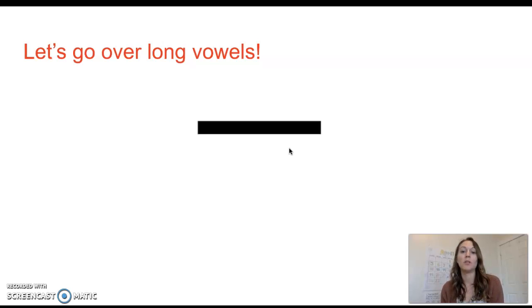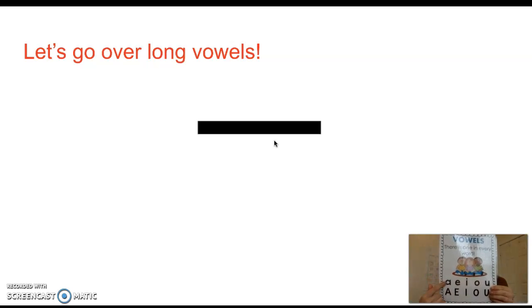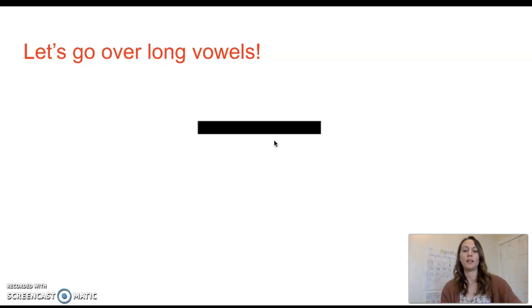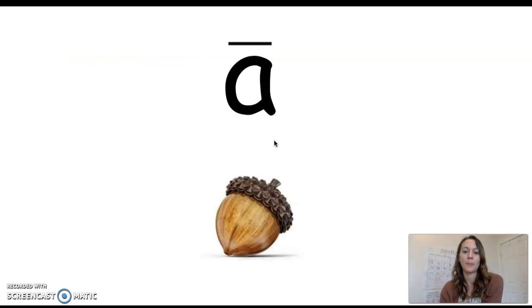Now let's go over some long vowel sounds. When you see a long vowel, you'll sometimes see this mark above it. This will help us know that we're making the long vowel sound. Remember, long vowels say their name. If our vowels are A, E, I, O, and U, they're just going to say their own name. So A will say A, E will say E, I will say I, O will say O, and U will say U.